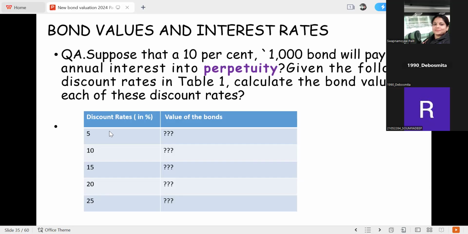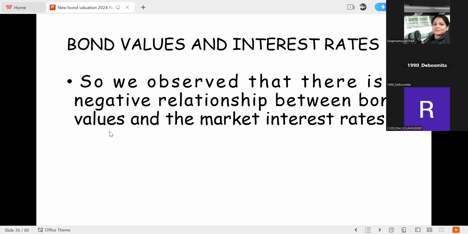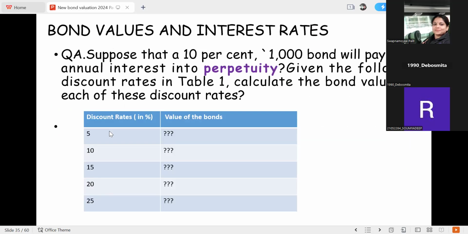Similarly, the second one is 100 divided by 0.1. That is 1,000 rupees. So your answers go from 2000 to 1,000, then 667, then 500, 400, and 333. It is decreasing as the values of the rate increase.